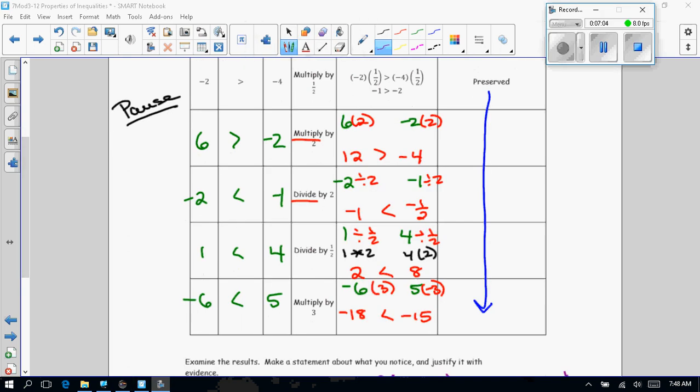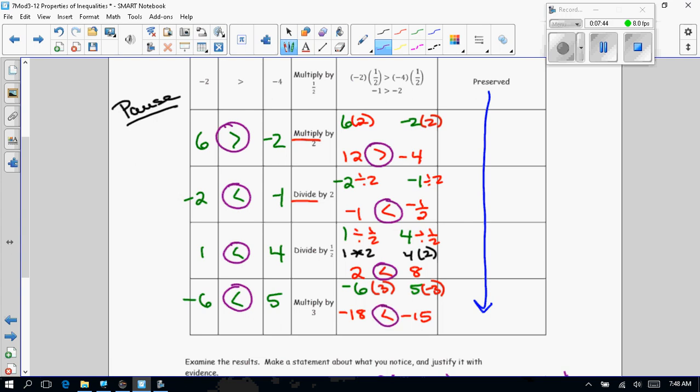All right, so here's my work again, and you'll see that my first one became 12 is greater than -4. And it preserved the sign. The sign stayed the same, right? The inequalities did not change. It was greater than, and it remained greater than. -2 is less than -1 became -1 is less than -1/2. Again, the signs stayed the same. 1 is less than 4 when I divided it by half, 2 is less than 8. Notice that the inequality signs remained the same. And -6 is less than 5 becomes -18 is less than 15 when I multiplied both sides by 3, and again, the signs remain the same.